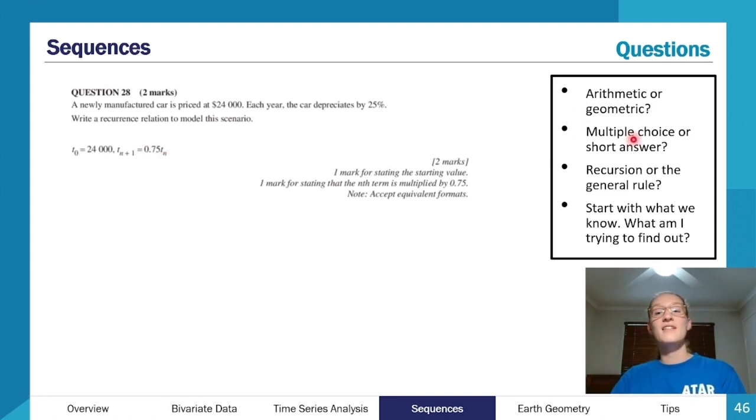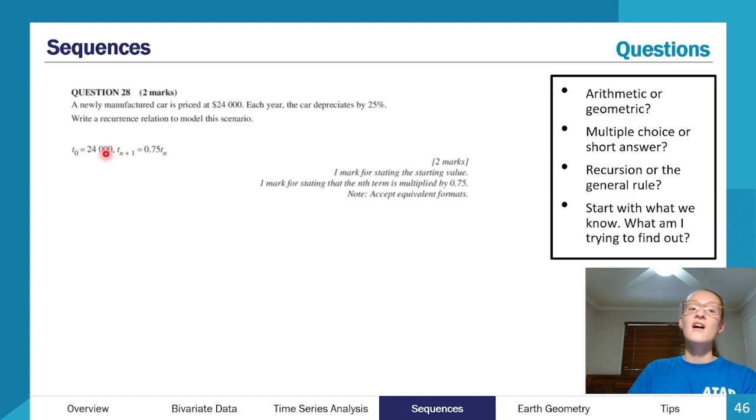Hopefully from that, you've been able to figure out that this is a geometric sequence because the car's depreciating by 25% each year. So we need to use a common ratio to model that. If it was depreciating by a fixed value, say 500 every year, then we'd know to use an arithmetic sequence because all we're doing is taking $500 off the value each year, again and again. But in this scenario, every year it's depreciating by 25%. So our r value, our common ratio, is 0.75. That illustrates that every time a year has passed, the car is now worth 75% of what it used to be worth because it's dropped in value by 25%.